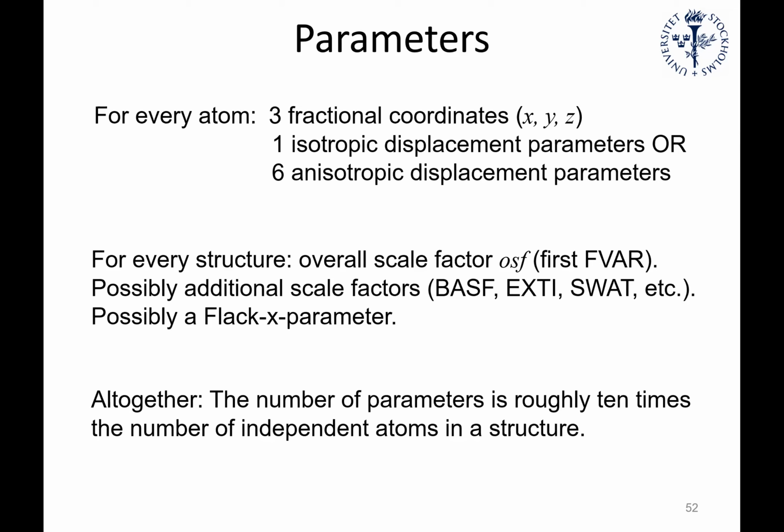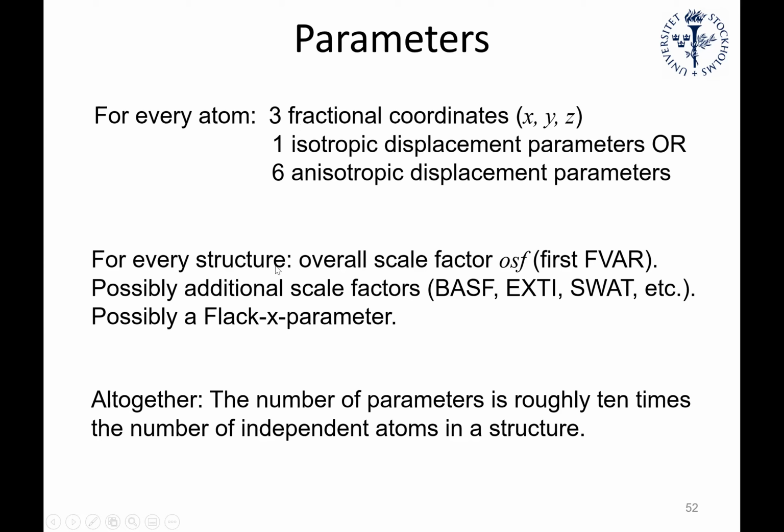If you use ellipsoids to describe your ADPs, your atomic displacement parameters, then you need 6 anisotropic displacement parameters to describe that ellipsoid. So it's a shape that's more complicated than a sphere. Typically, we want to use anisotropic displacement parameters to describe the electron density around your atoms. So that means you have 3 fractional coordinates and also 6 anisotropic displacement parameters. So that's 9 parameters per atom.